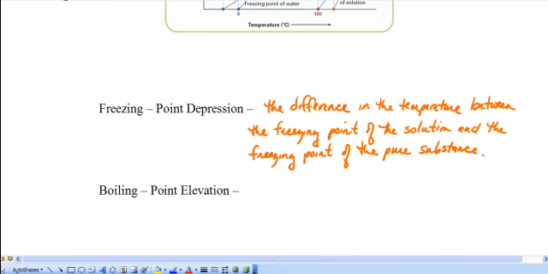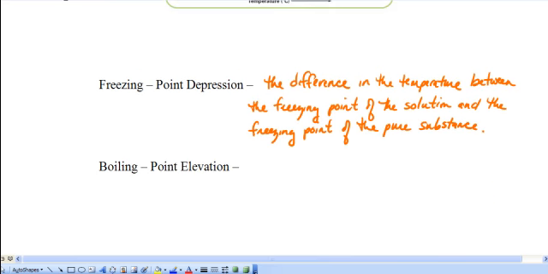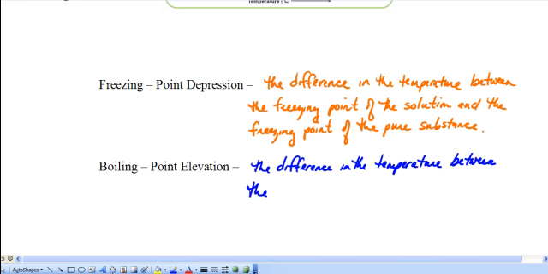And boiling point elevation is simply the difference in the temperature between the boiling point of the solution and the boiling point of the pure substance.